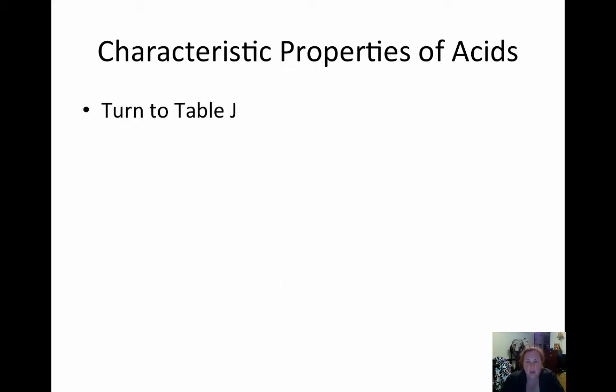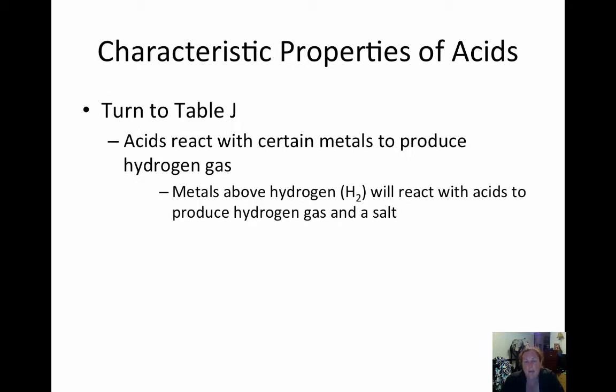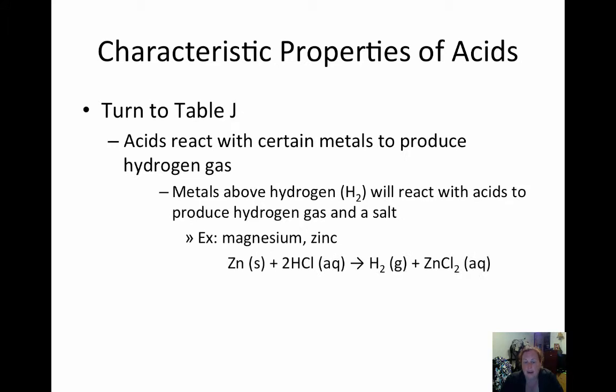Let's look at table J for a minute. Acids react with certain metals to produce hydrogen gas. Metals above hydrogen on table J will react with acids to produce hydrogen gas and a salt. Examples, anything above hydrogen, such as magnesium and zinc, will react with acids and produce hydrogen gas and a salt. So zinc plus 2 hydrochloric acid, aqueous, produces H2 gas and zinc chloride. So you produce hydrogen gas and a salt, zinc chloride.